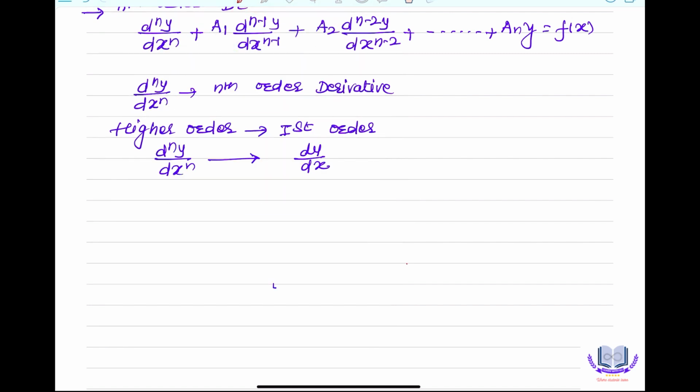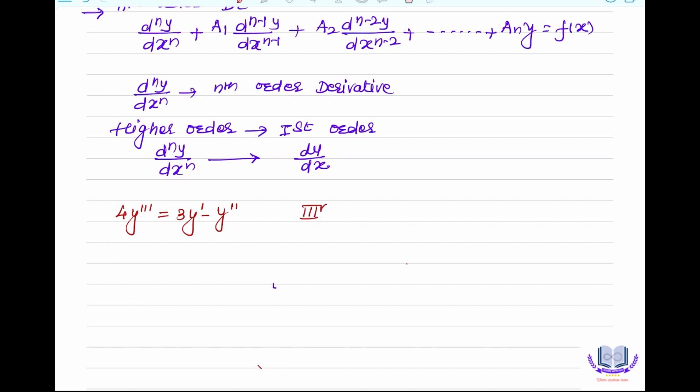Let's see here any differential equation. Suppose I am taking here third order differential equation. Let's say y triple dash equals 3y dash minus y double dash. For an example, this is a third order differential equation.